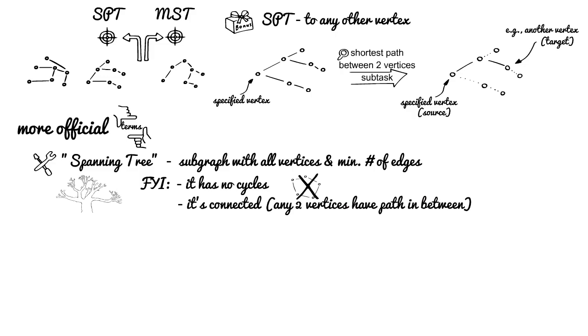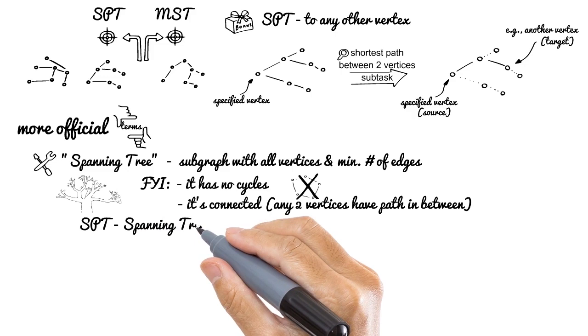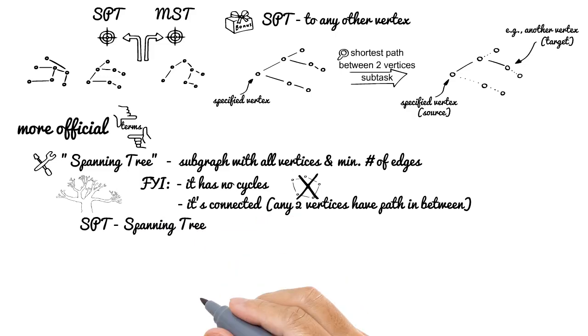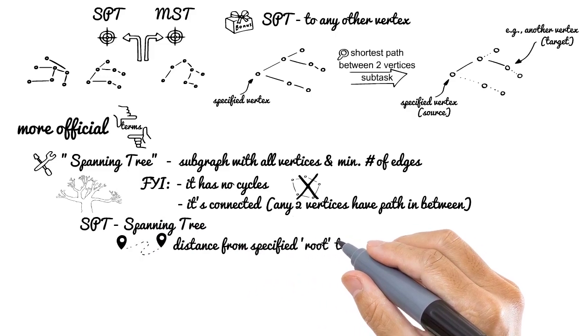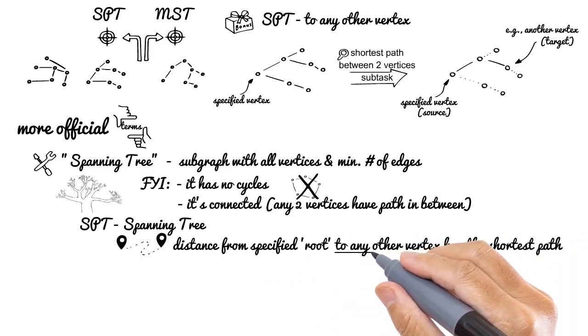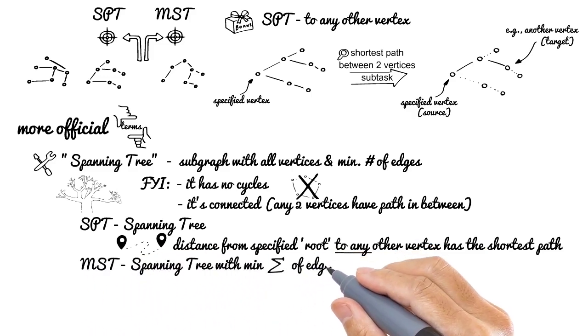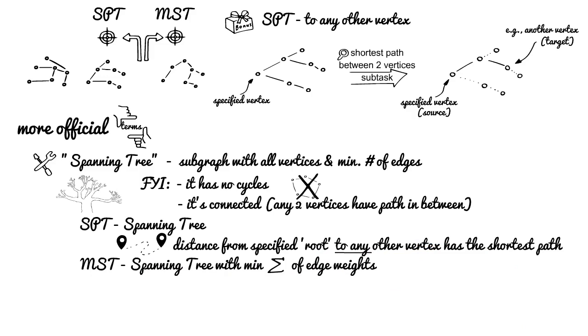Return to our two terms. A shortest path tree, rooted at a certain vertex, is a spanning tree of a given undirected graph such that the path distance from the specified root to any other vertex in the tree is the shortest path distance. A minimum spanning tree is a spanning tree with the minimum sum of its edge weights.